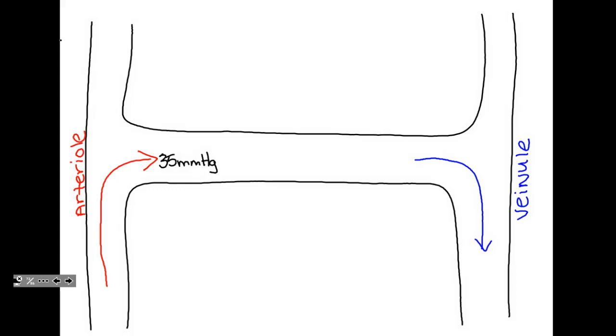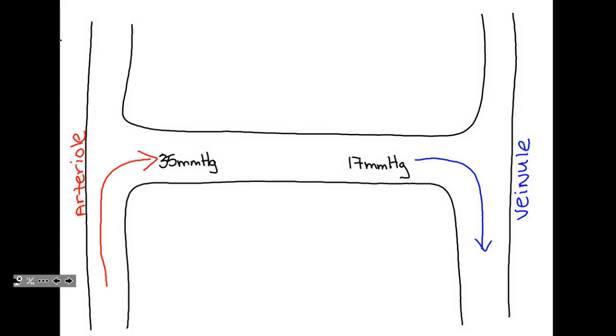So that's a huge drop in pressure. From the aorta at 120 millimeters of mercury down to 35 millimeters of mercury by the time we get to the arterial end of a capillary bed. Now as it moves through the capillary bed, it's going to continue to lose pressure. By the time it gets to the venous end, the hydrostatic pressure is down to 17 millimeters of mercury.